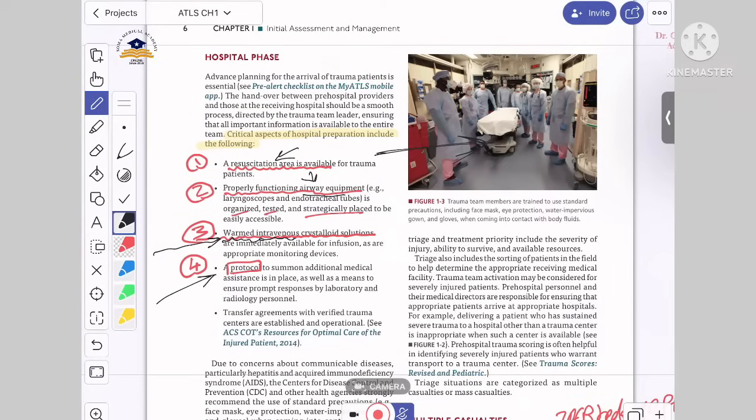So again, what is important in hospital to be prepared for a trauma patient? Number one, be sure of having a resuscitation area, resuscitation room, or trauma room. Number two, be sure airway equipment is available in this trauma room. And you have to be sure that you have warmed IV fluid and the protocol to be followed by your hospital.